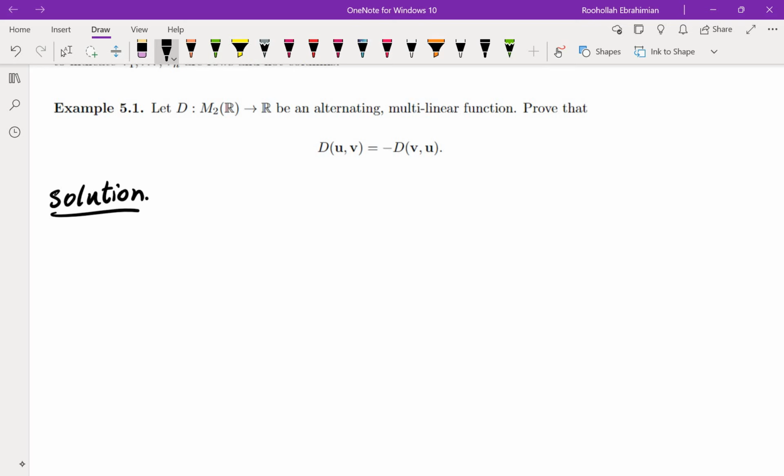So let d from M_2(R) to R be an alternating multilinear function. Prove that d of u comma v is equal to negative d of v comma u. So the trick for this one is we want to somehow relate d of u comma v and d of v comma u. I want to have u and v on the two rows of the matrix swapped. So what I'm going to do is consider d of u plus v comma u plus v. I know this would be 0, and the reason is d is alternating.